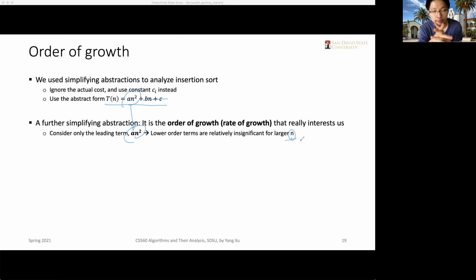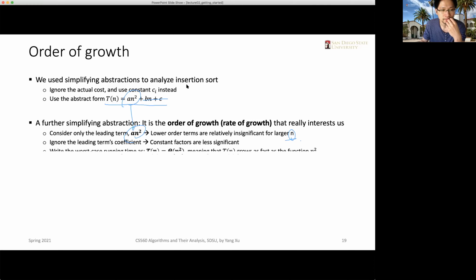But in algorithm analysis, we should consider extreme cases. Usually the input can be very big, and usually the algorithm can be run a lot of times, so the input size is quite big. So we can ignore not just the lower order terms, but also the coefficients like the a, because it's a constant. It can be different on different machines, different hardware, but it doesn't affect the nature of the function.